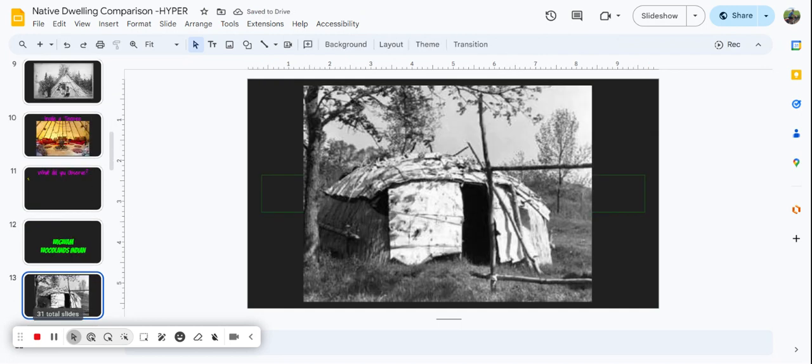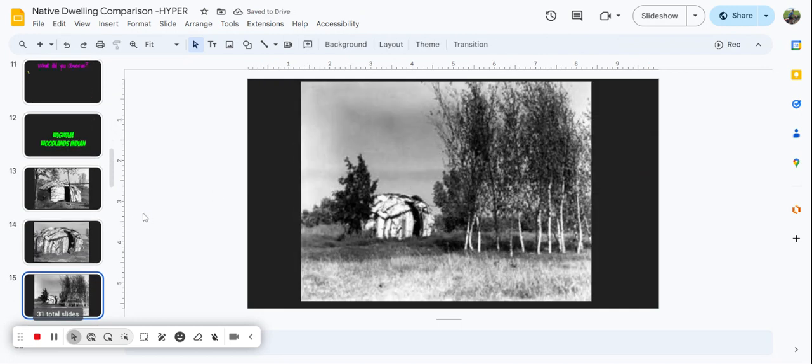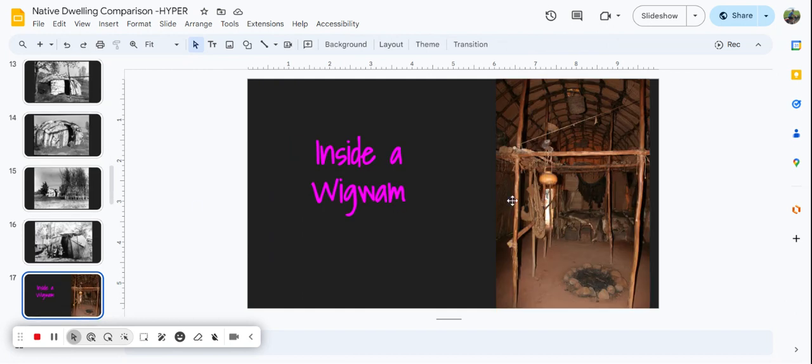The wigwam, which was used by the Woodlands Indian, here are our images. This is inside of one.